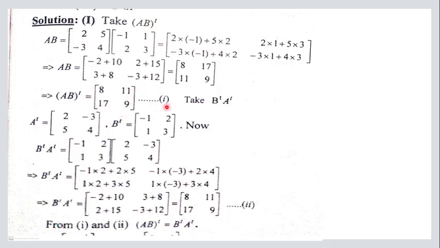Name this one. Now take the right hand side, which is B transpose, A transpose. Now we will find first of all A transpose, this is A transpose, and then we will find B transpose, this is B transpose, and then we will multiply B transpose with A transpose. First of all we write B transpose matrix and then A transpose, and then we need to multiply these two matrices. On multiplication we get the result 8, 11, 17, 9. Name these two. Now from 1 and 2 you can see that both the matrices are same, therefore (AB) transpose is equal to B transpose A transpose.